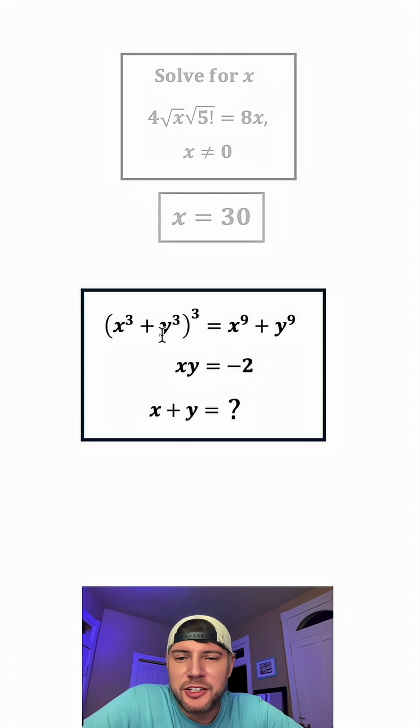We have the quantity x cubed plus y cubed, whole thing cubed, equals x to the 9th plus y to the 9th. And xy is equal to negative 2. And it wants us to solve for x plus y. This looks like it'll be a fun one. How exciting.